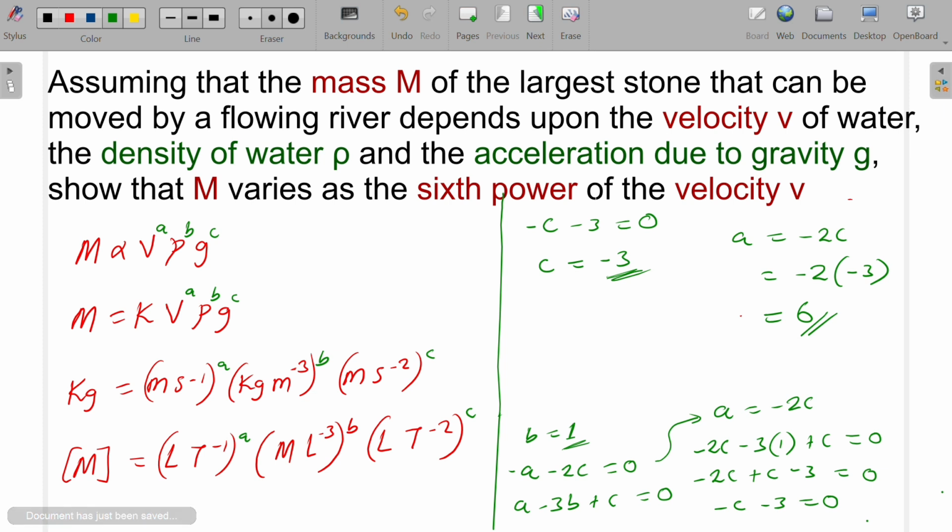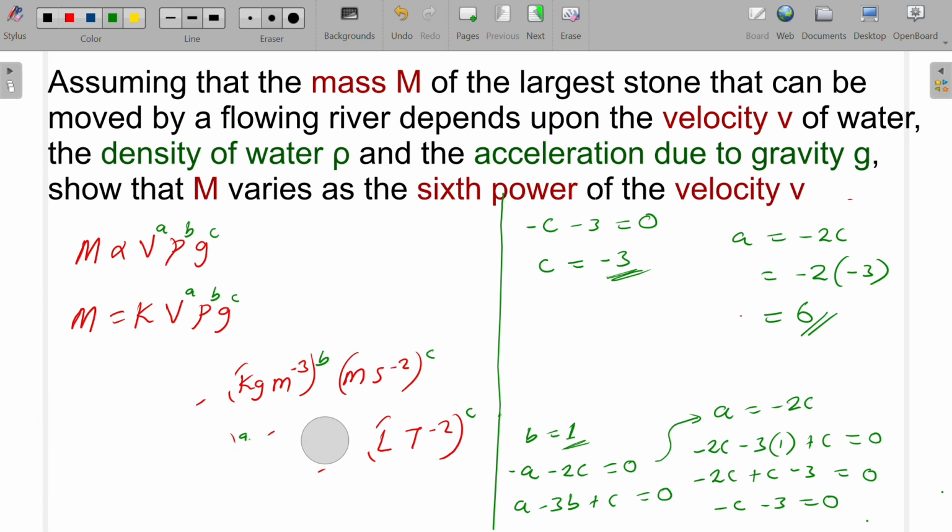We have the value of c to be minus 3, and we have the value of b to be 1. So yeah, our job is done. All we have to do now is take it back to where we started from. On this side you can see the relationship we're looking for. We have now found the powers of a, b, and c. All we have to do is bring them back here and replace. So let's do that.